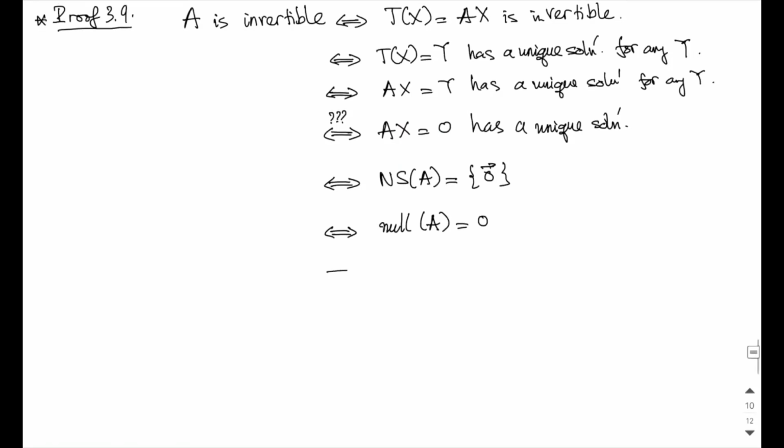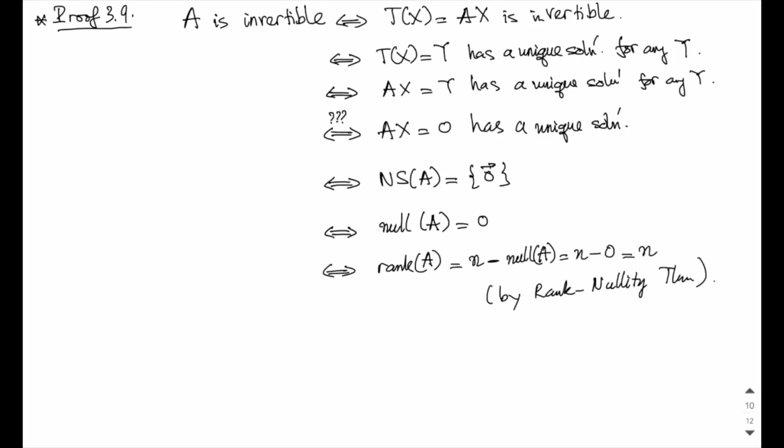Then by the rank nullity theorem, we are going to have rank of A equals n, the size of A, the number of columns, minus the nullity of A, which is n minus 0. Now I'm going to prove this.